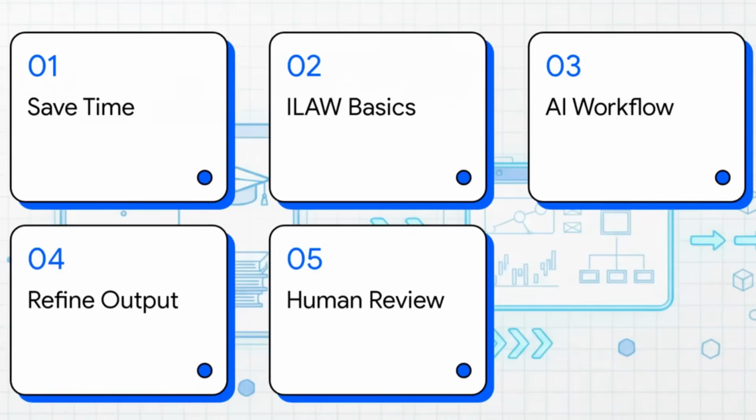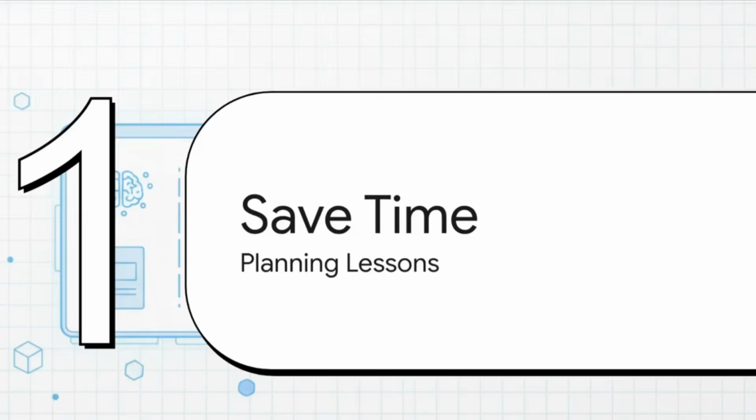Let's dive in. Here is our roadmap for today's explainer. 1. Save time planning lessons. 2. ILAW framework basics. 3. Your step-by-step AI workflow. 4. Refining the AI output. And 5. The essential human review.